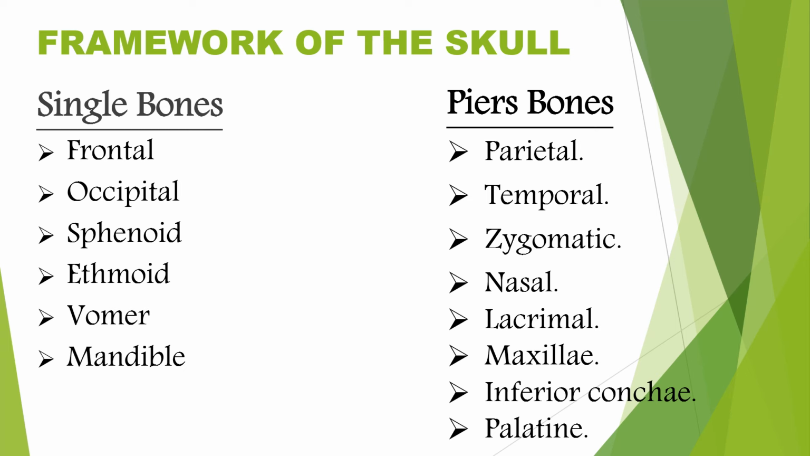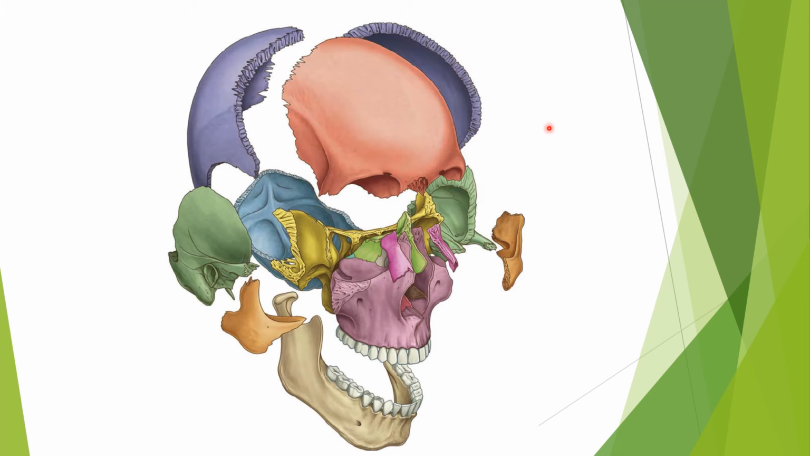You can see this is the skull and these are the bones separated from each other, to identify these structures separately. This is the frontal bone, a single bone, the only one bone. This is the parietal bone, two parietal bones, paired bones. This is the temporal bone, two temporal bones. This is the occipital bone, and this is the sphenoid bone. The occipital bone is one bone, and the sphenoid bone is like a wing here. This is the only one bone.